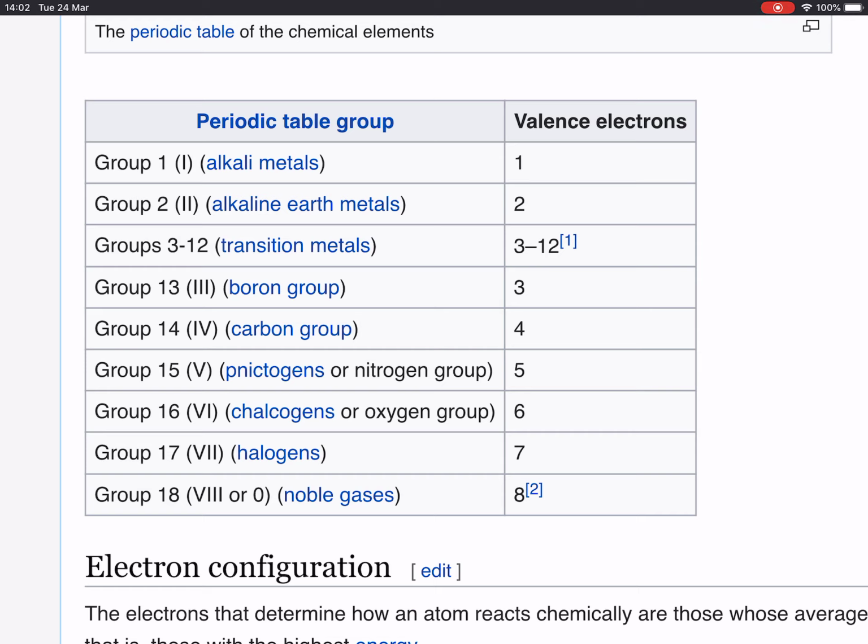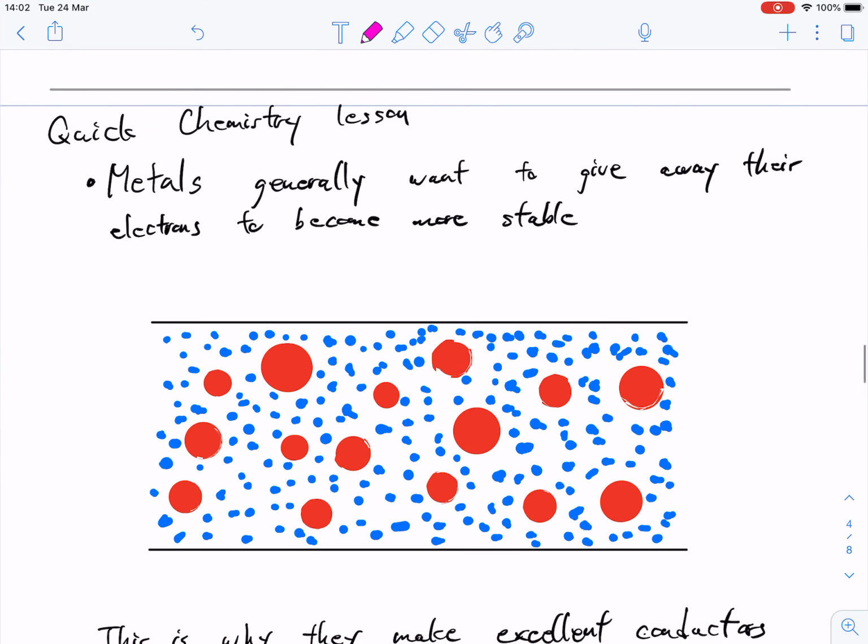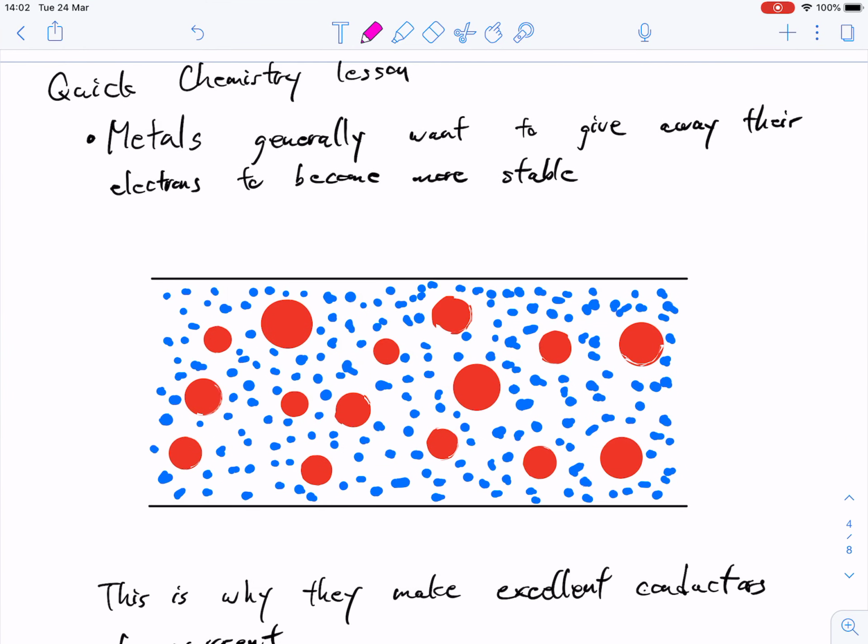Okay, and so a lot of what chemistry is about is the transference of electrons from metals that generally want to give away their electrons to non-metals who want to take on electrons to make up the number 8. So as a result, because most of the metals only have 1 to 2 electrons, they tend to give them away, which gives them what we might call an ocean of electrons.